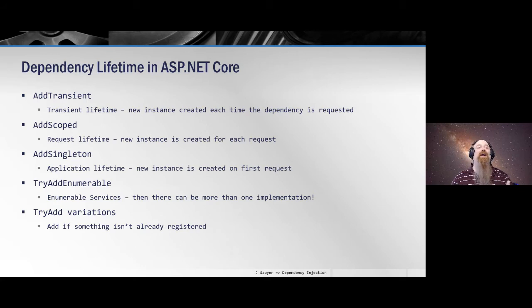We also have this thing called TryAddEnumerable, and this one's actually kind of fun because this allows you to define enumerable services where there can be more than one implementation. And we actually see this in our transfer service, right? We have multiple different types of transfer services. And so we'll actually see how we can use TryAddEnumerable with those. You'll also have several variations of TryAdd. So TryAddTransient, TryAddScoped, TryAddSingleton. And those will add something if something else isn't already registered. And you may wonder why you want to do that, right?